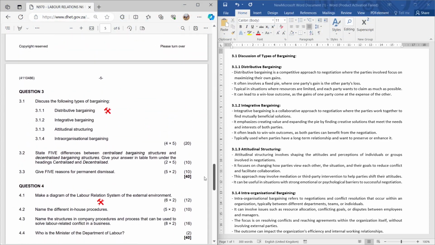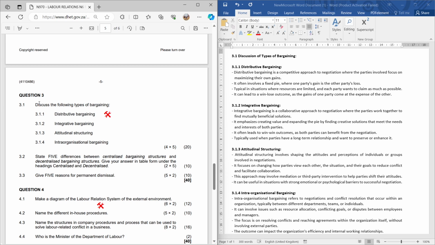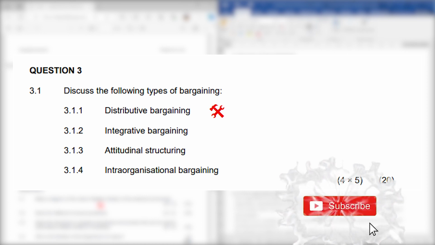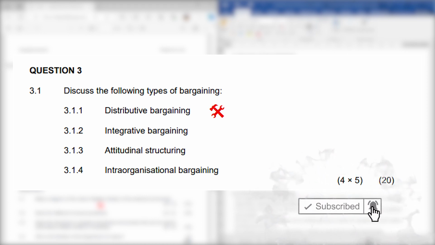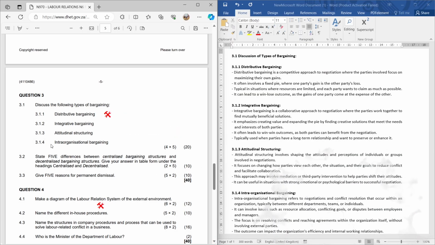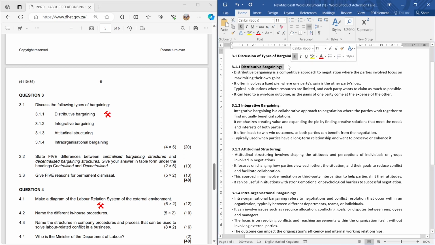There we go. Right, so first question reads as follows: discuss the following types of bargaining. Right, so first we have distributive bargaining, then we have integrative bargaining, and we have attitudinal structuring, and then there's intra-organizational bargaining. Right, so the first one, distributive bargaining, is a competitive approach to negotiation where the parties involved focus on maximizing their own gains.